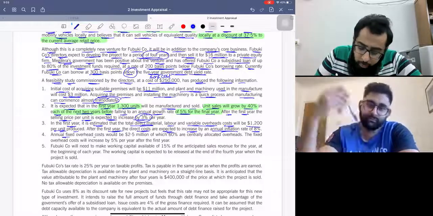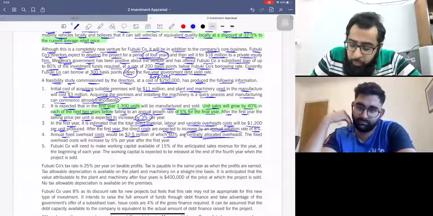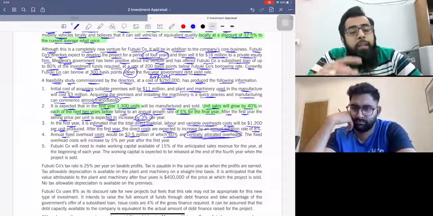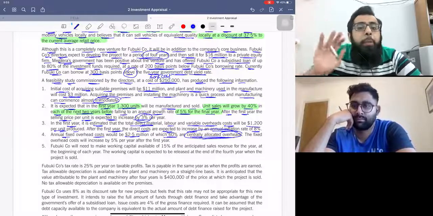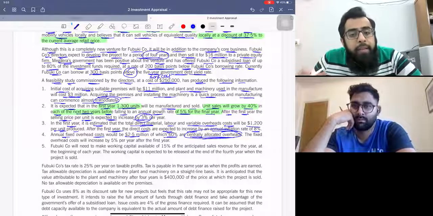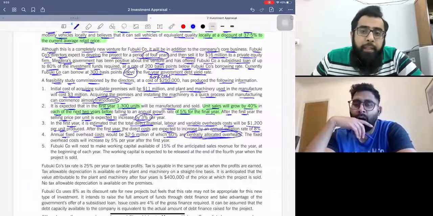Annual fixed overhead cost would be 2.5 million. 60% are currently allocated overheads. Now, what do you mean by allocated overheads? Allocated overheads means the overheads which are incurred irrespective, and we are just allocating them. So that is an irrelevant cost, because that is the fixed cost which would have been incurred in any case. We are just allocating it to the project.